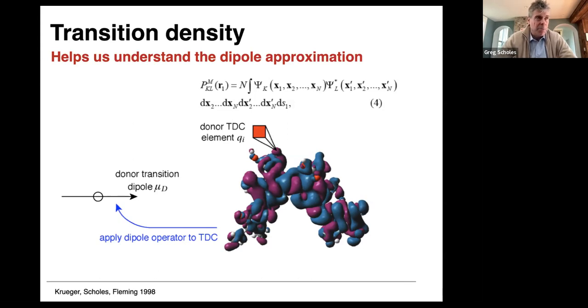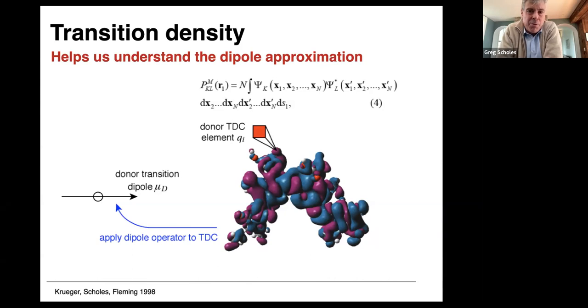Where the transition dipole comes from is a purely quantum mechanical effect. There's no classical analogy to this. The transition dipole is the observable of the ground state wave function and the excited state wave function sandwiched around the dipole operator.